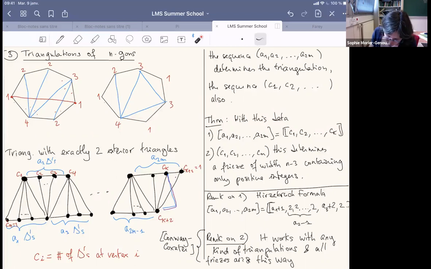If you want to write the Hirzebruch formula, the best is to make sure that you have an even number of terms in the expansion. Otherwise, at the end, it's just some little corrections that you have to make. I don't know if it's understood.